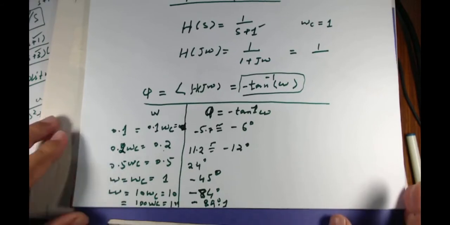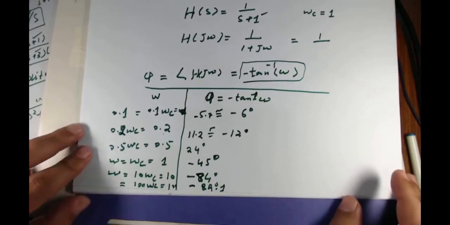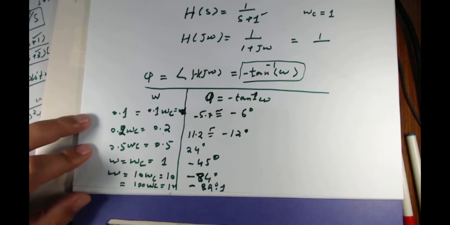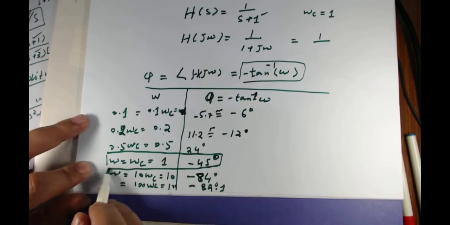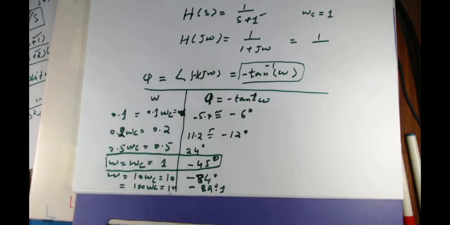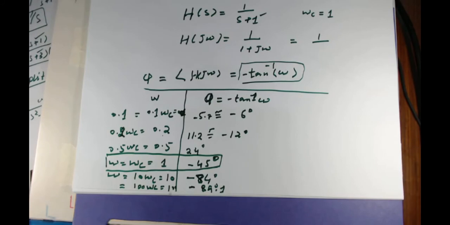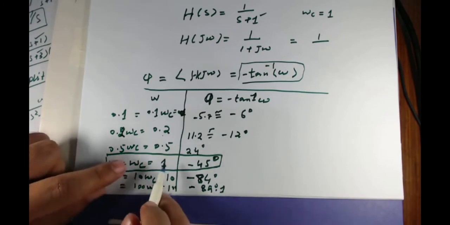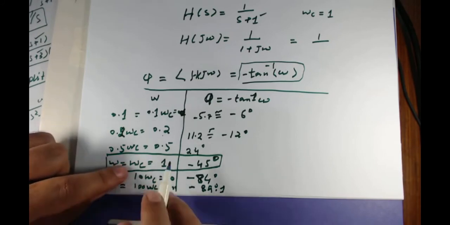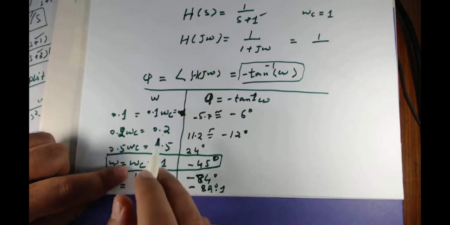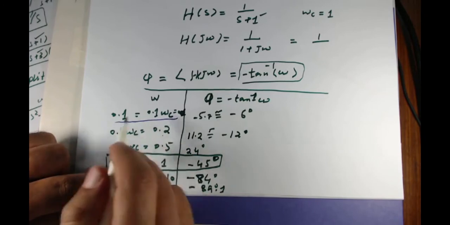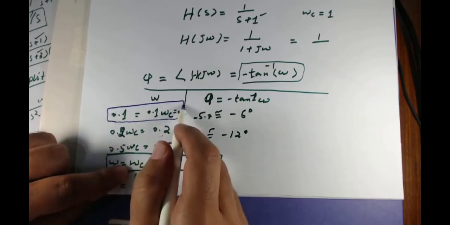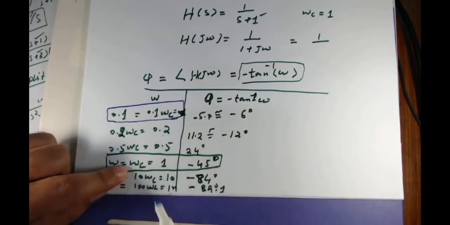Now you see what is happening here. Where is our omega c? Omega c is here, right? This is our omega c. So when we go 1 by 10 times of omega c, we reach here. 0.1 is nothing but 1 by 10 of omega c. Omega c is 1, so 1 by 10, this is 0.1.